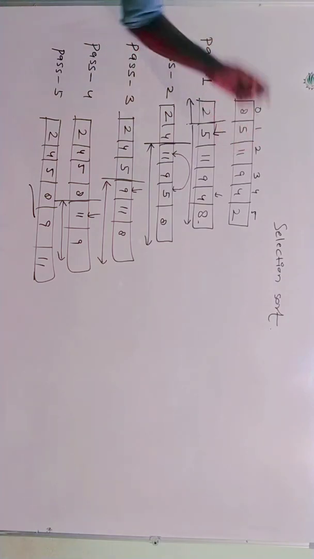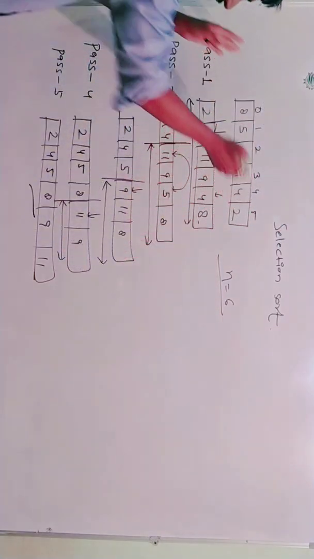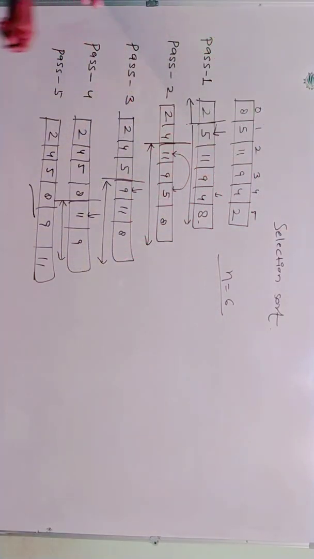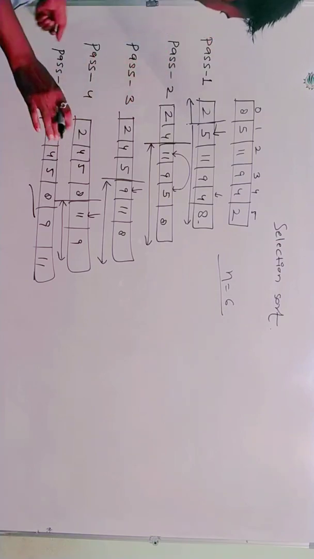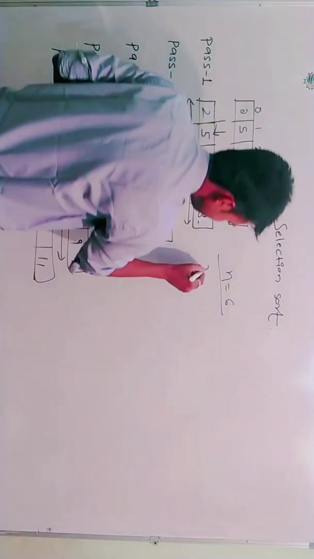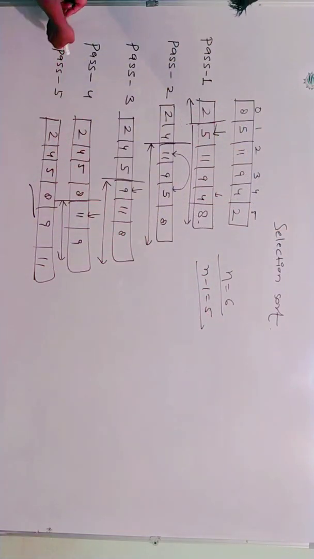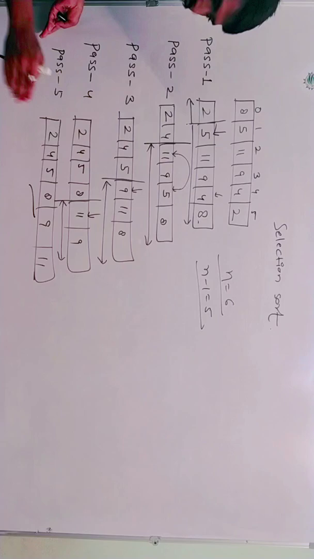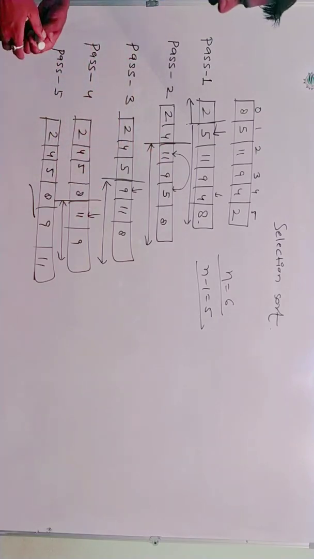Our number of elements is n. N is 6. There are 6 elements in this array. So only n minus 1 passes are sufficient. What is the value of n minus 1? 5. Okay. Only 5 passes are sufficient to sort this array. Is it clear to everyone?